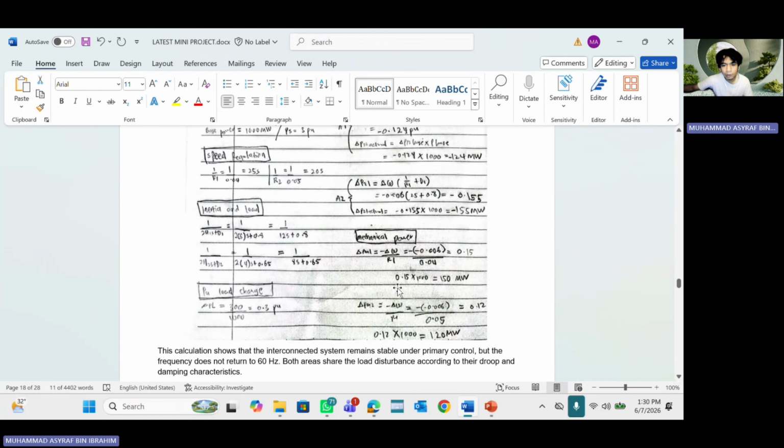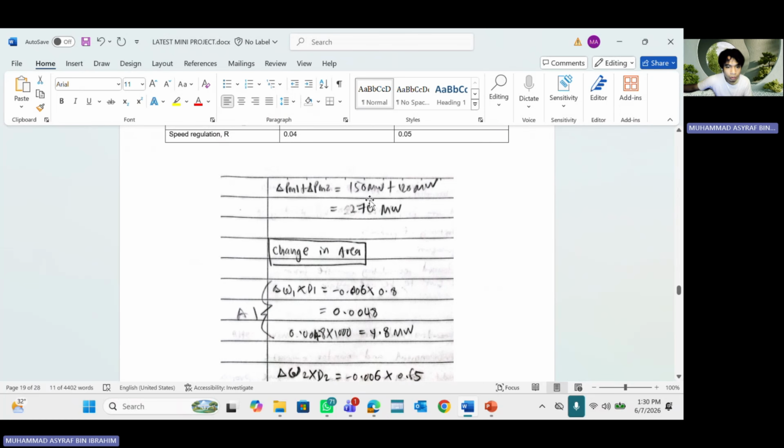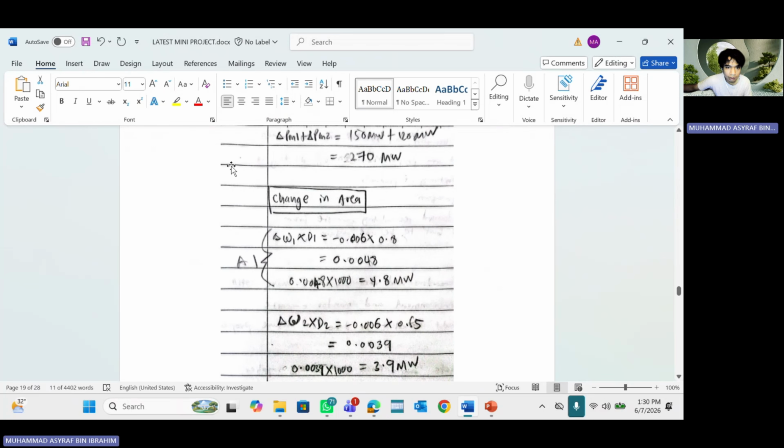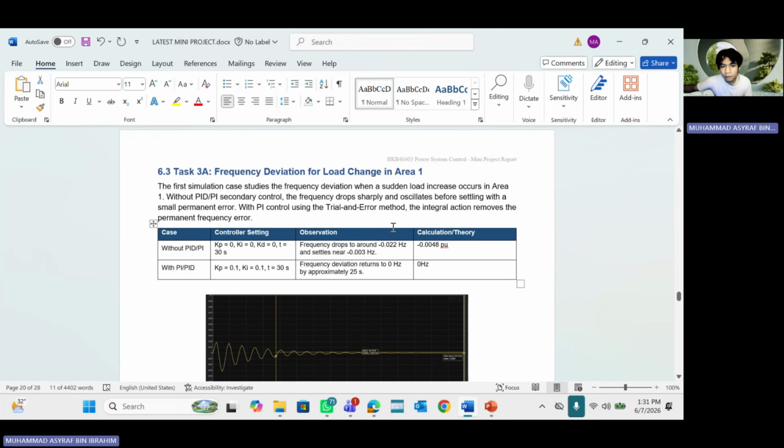Okay, so for mechanical power, we have 150 and 120, which bring us to 270 here. So our load change is 300 megawatt. So the excess value is calculated in the change in area. So if we total up this value, we have 8.7 for the change in area total. So 8.7 plus 270 is 278.7. It's close enough to 300.